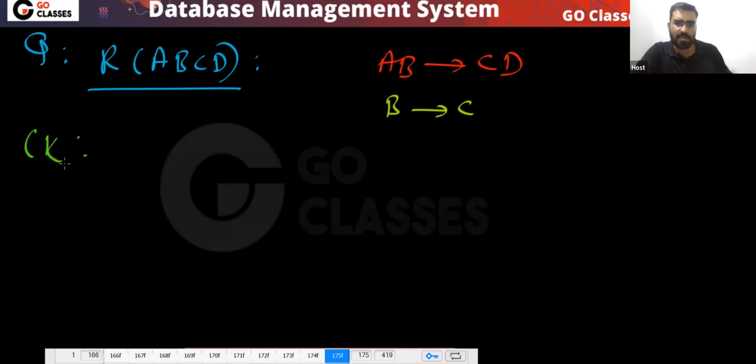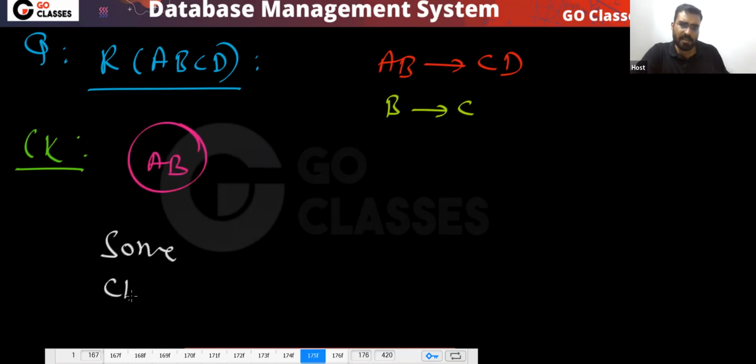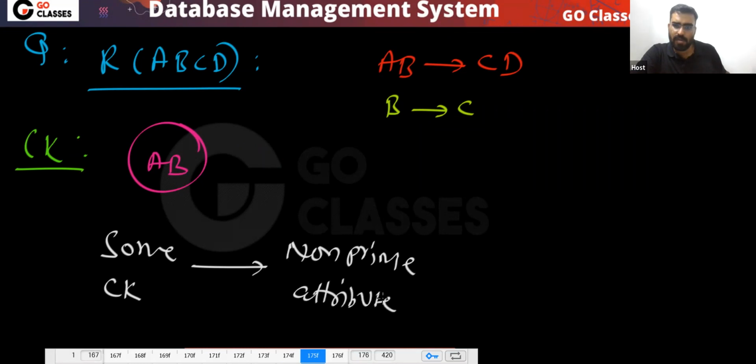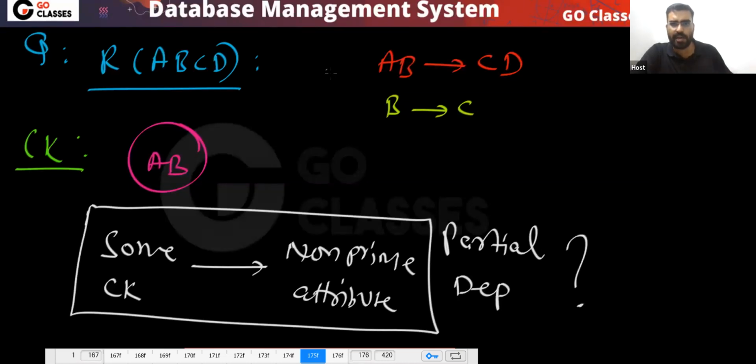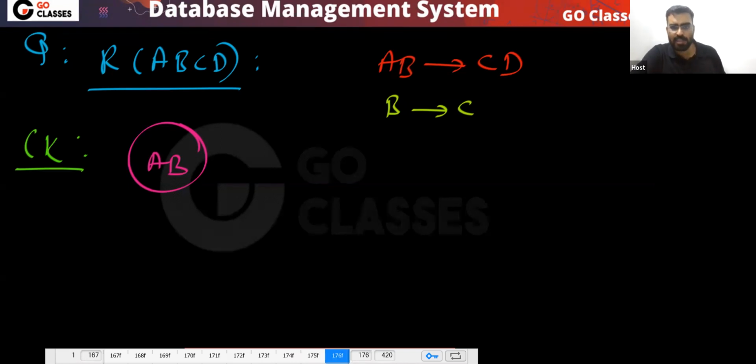First, you find the candidate keys. What are the candidate keys? You can notice AB is not on the RHS. This is the only candidate key. Correct? Now you tell me, do we have this type of partial dependency, where here you have a candidate key and here you have a non-prime attribute? Is there any partial dependency of this form?